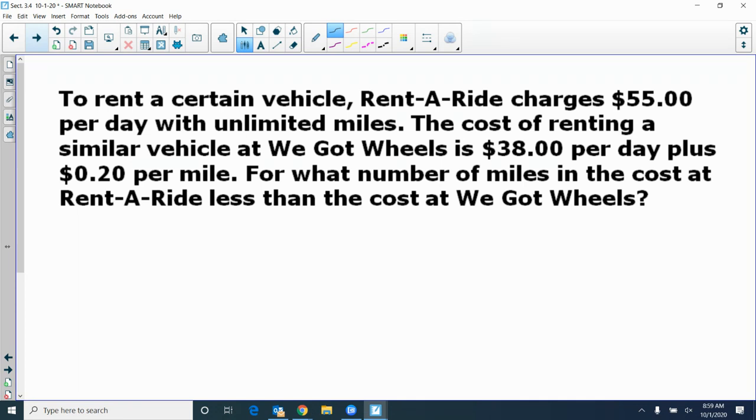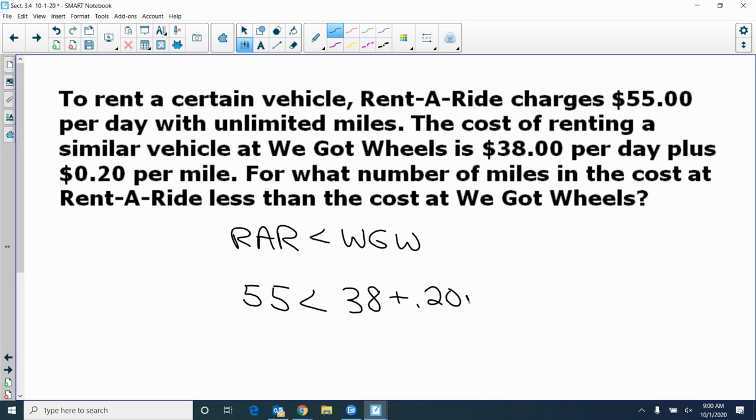One day. So we want to know where Rent-A-Ride, I'll just say RAR, is less than We Got Wheels. So what is the charge for Rent-A-Ride? How could I list that? Christian? 55. Just a flat 55. So that is going to be 55, nothing else, so you put less than. All right, how can I represent the cost at We Got Wheels? Connor? 38 plus 0.20x. 38 plus 0.20, and I'm actually going to make it an m for miles. x is fine.